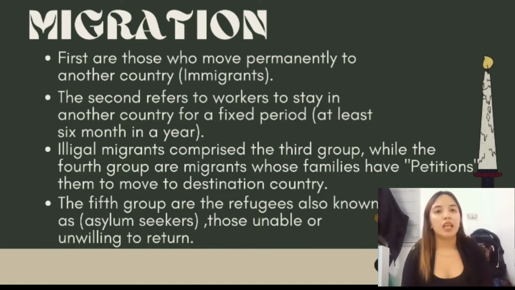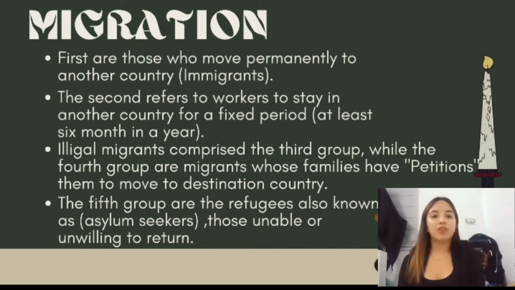And then, illegal migrants complete the third group. These are people who went to the States without a visa, or children who were born in another country without papers. They were born here, with no visa. That is what illegal migrants are. While the fourth are migrants whose families have petitioned them to move to the destination country. These are people whose families are in another country and they were left in the Philippines. They were petitioned so that they can live there.